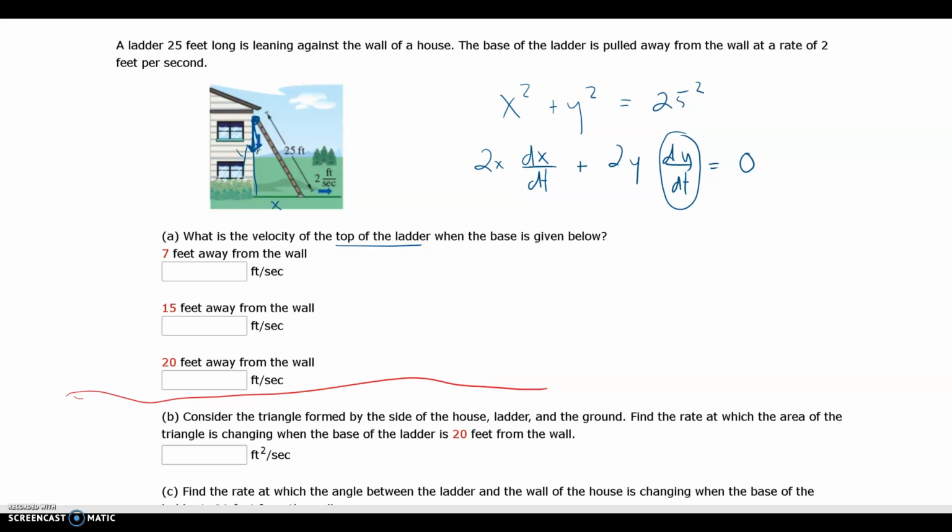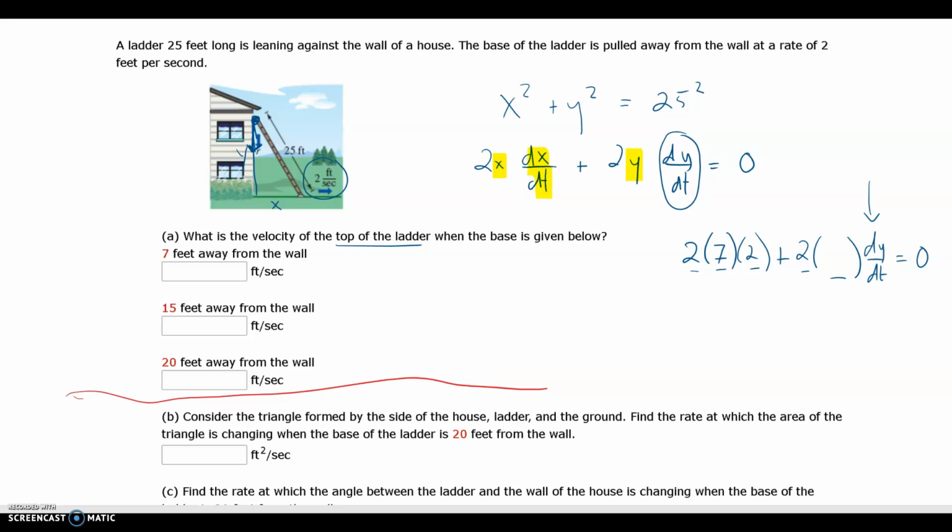That is, I should be able to plug in x, dx/dt, and y, or if I don't have them, I should be able to find them. So let's try and do that. 7 feet from the wall, that's x, so that's 2 times 7. We know the rate that x is moving, that's a positive 2. x is increasing. Then 2y dy/dt. Our goal is to find dy/dt, so we should have a value for everything else. These 2's we could have divided by, but that's okay. We just need a value for y.